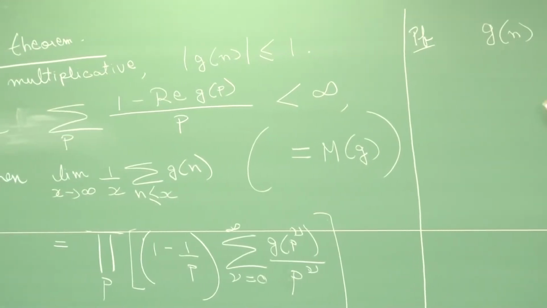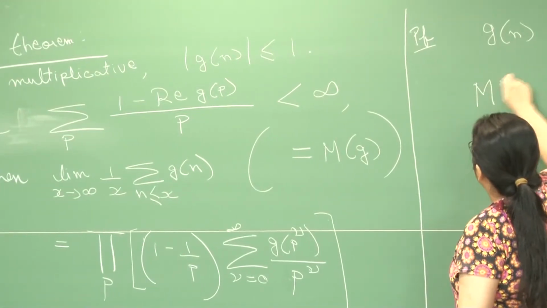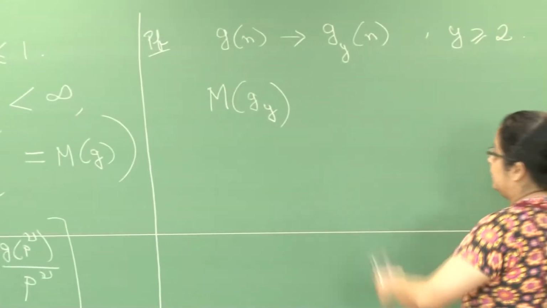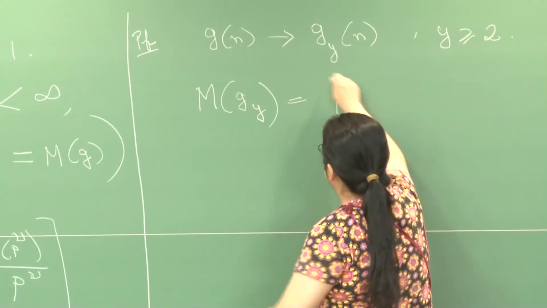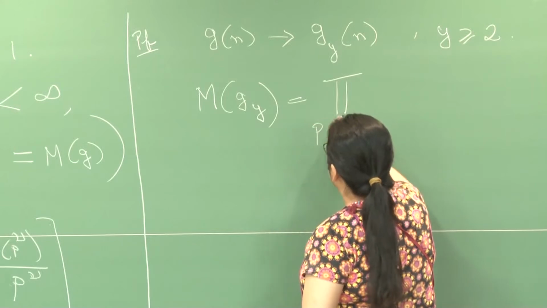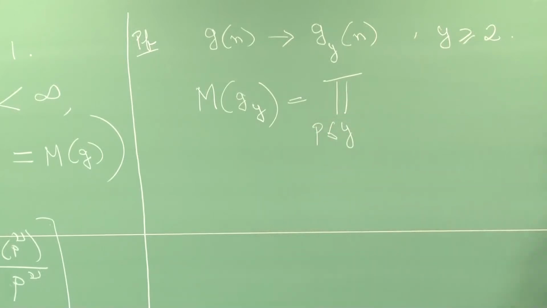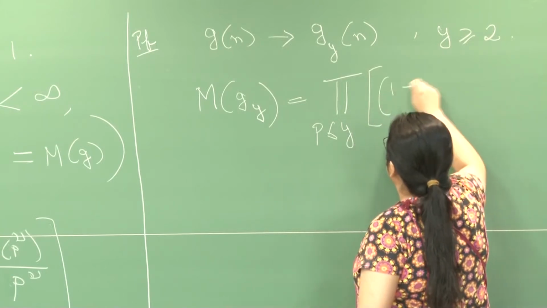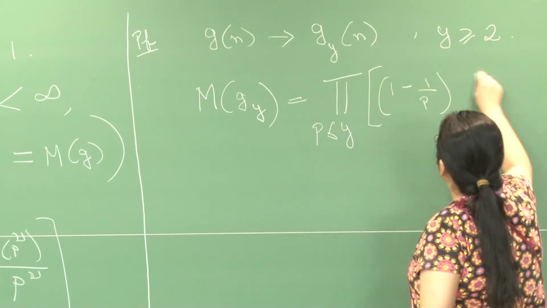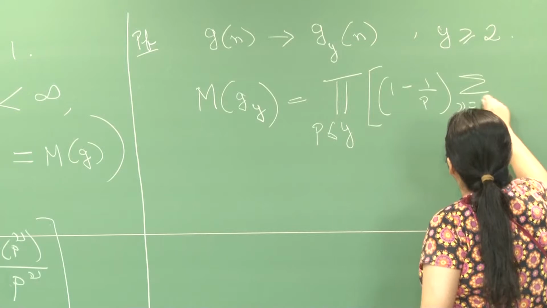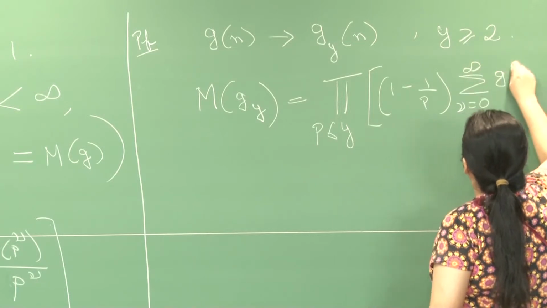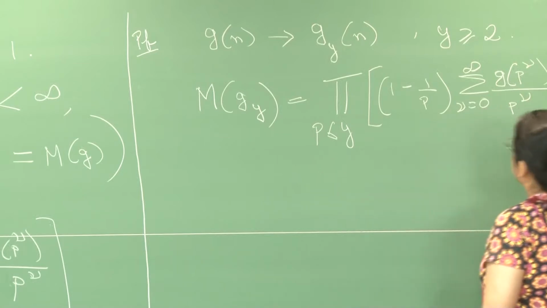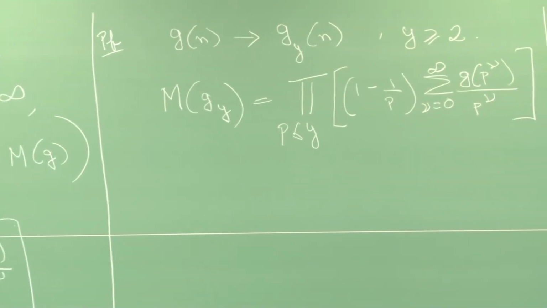It is not difficult to show that for any fixed y, m of g sub y is equal to this product, with the stipulation that the primes run only up to y, and you have the same Euler factors as before, 1 minus 1 over p times the summation of g of p raised to the nu over p raised to the nu. So, this is something that we showed.